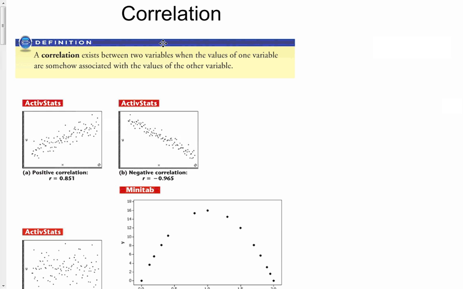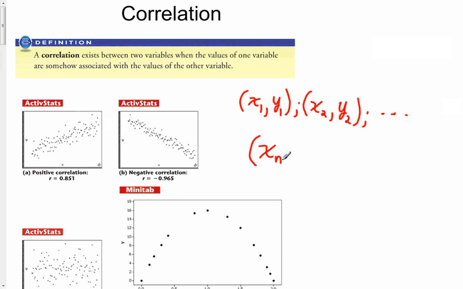Okay, so now we're going to look at correlation. And once again, we're going to be looking at matched pairs of data. So, for instance, we'll have one ordered pair, and that would be one value of our data set. Then we'd have another ordered pair, and that would be a second value in our data set. And we would continue on in this fashion until we have n ordered pairs in our data set.